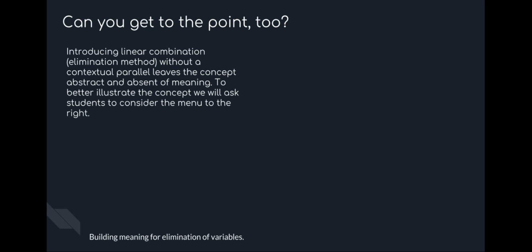There's a lesson sequence in the algebra curriculum called Can You Get to the Point 2? We're going to be introducing linear combination. Now, introducing linear combination, or the elimination method, without context leaves the concept abstract and absent of meaning. To better illustrate the concept, we will ask students to consider the menu to the right.